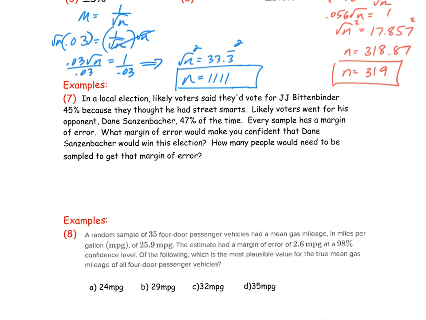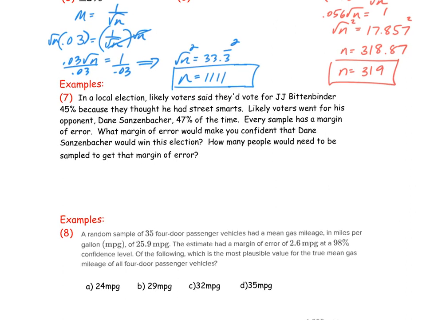So this is a good question. It gets into what margin of error is. So if I want to be sure that Dane Sanzenbacher is going to win the election, I need a margin of error. So J.J. Bittenbinder looks like he gets 44% or 45% of the vote, and then Dane Sanzenbacher has 47% of the vote. So let's think about margin of error. If the margin of error is 2%, right?